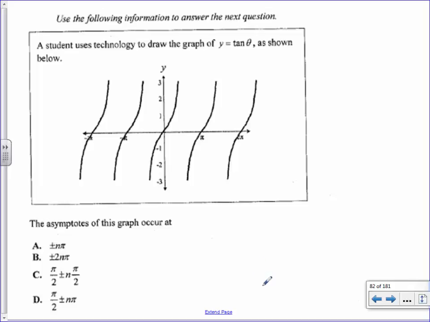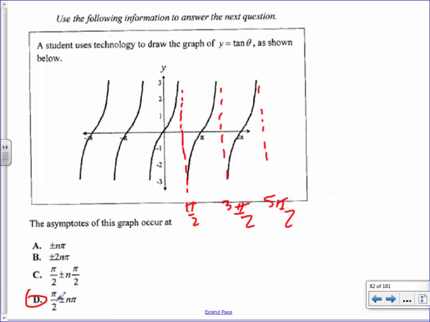Here's a graph of tan. Where are the asymptotes? Oh, so here's the first asymptote. What's that value? Yeah, half of pi. Here's the next asymptote. Where's that one? 1.5 pi. The next one, if we drew it, would probably be at 2.5 pi. So which one of these statements represents the asymptotes properly? D.